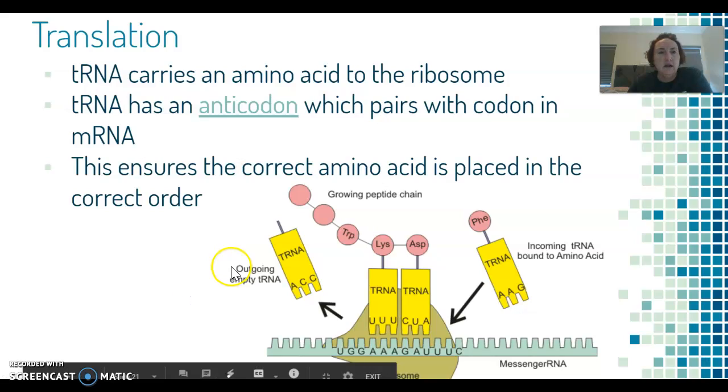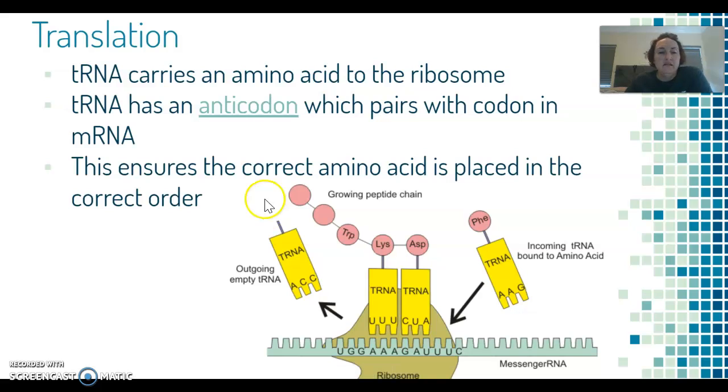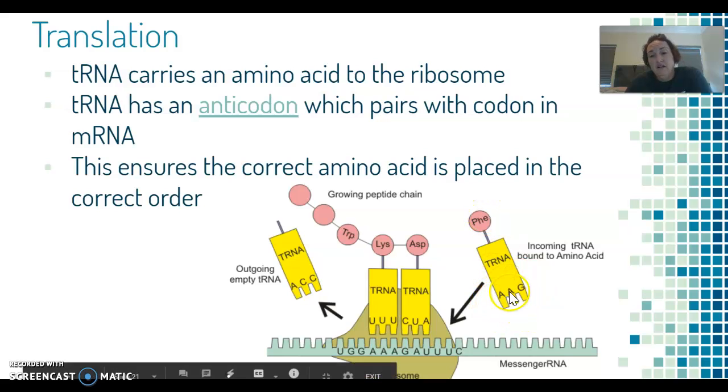So let's see here. What's going on here is that the tRNA, which is right here, is going to carry an amino acid, which is this pink guy here. It's going to carry that amino acid from the cytoplasm to the ribosome. Now on the other side of this tRNA is what we refer to as an anticodon. If you remember, the 3-letter code on an mRNA is called a codon, while the tRNA has an anticodon, okay? And that anticodon is going to match complementary to the codon on the mRNA.